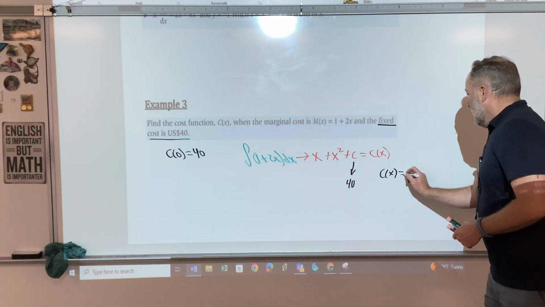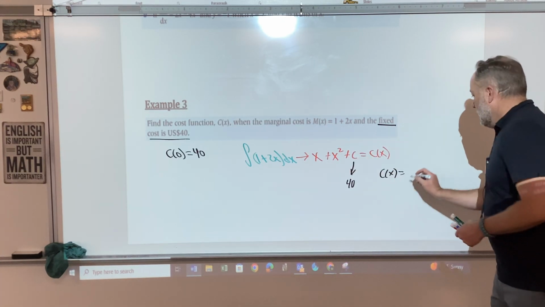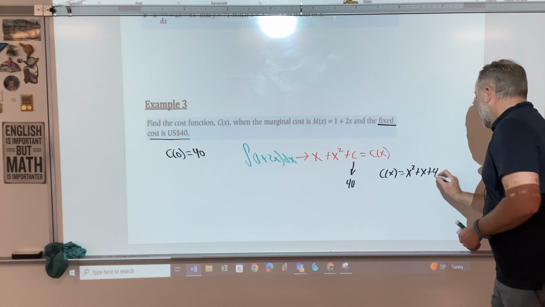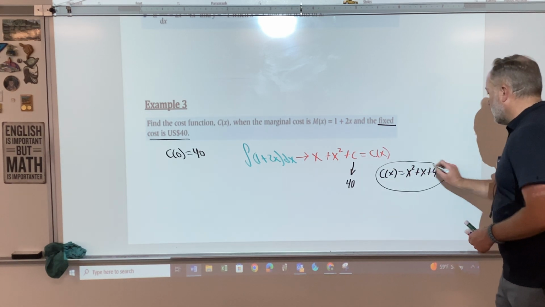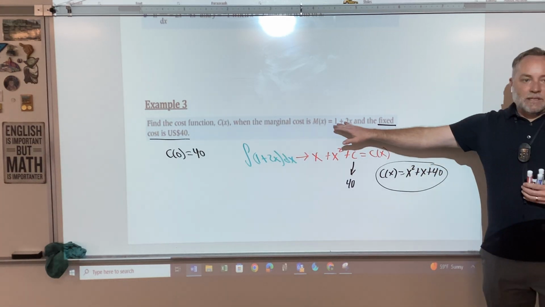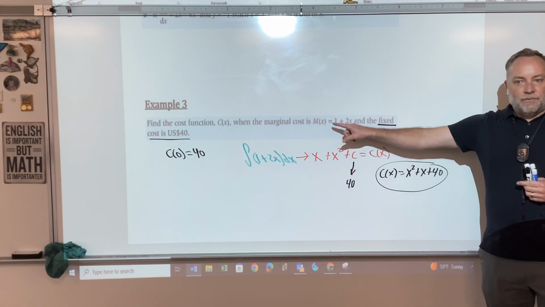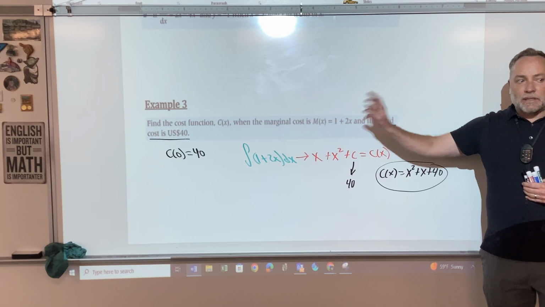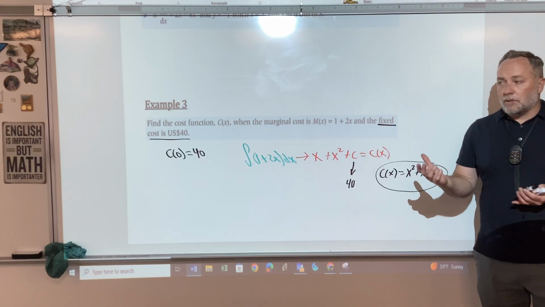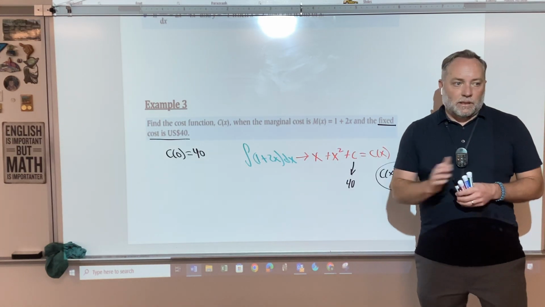Let's rewrite it, and I'm going to rewrite the x squared first. So x squared plus x plus 40. That's our cost equation. Here's the thing. This is a super easy question, but if you've never seen that terminology, which I don't think any of you have, you get that on the test and you think you're doing something special, or you don't even know what you're doing, right? But that's actually a pretty easy question.